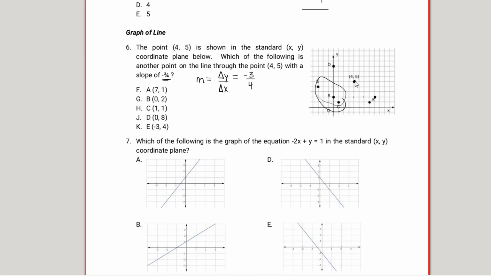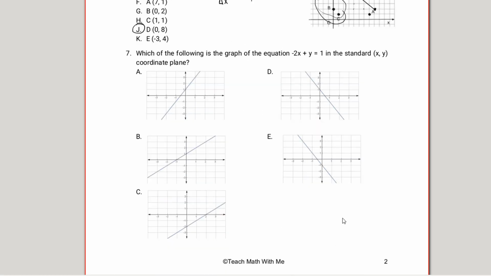But to go from (4,5), we'll go over 4, or you can end up going up 3, 1, 2, 3. The change in y is 3, and we'll go back 4, 1, 2, 3, 4. And it does land right there on D. So that is answer choice J. We have a line sort of like that. We can draw that line right there, and it's even going to connect to that point. We should have a straight line.